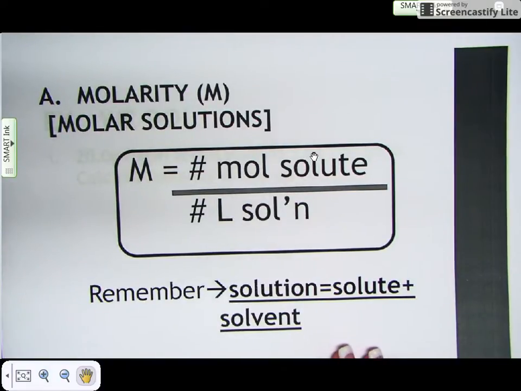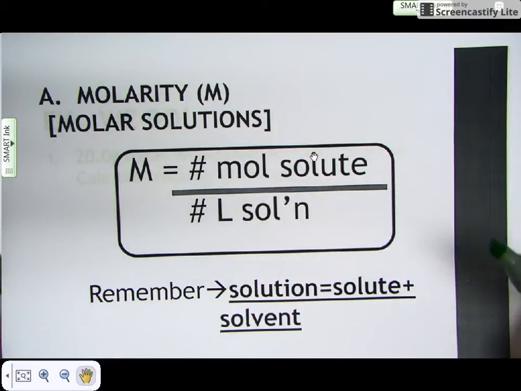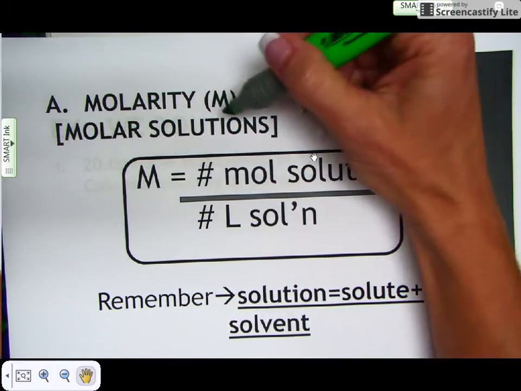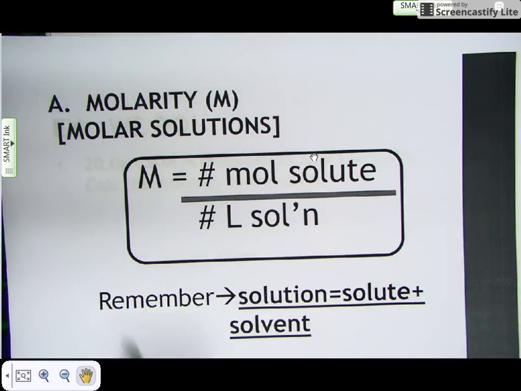So the lesson today is on molarity and molality. These are the two ways that we need to be able to express concentrations of a solution. So molarity, as you see here, has a symbol, a capital M. These are called molar solutions in the problems.